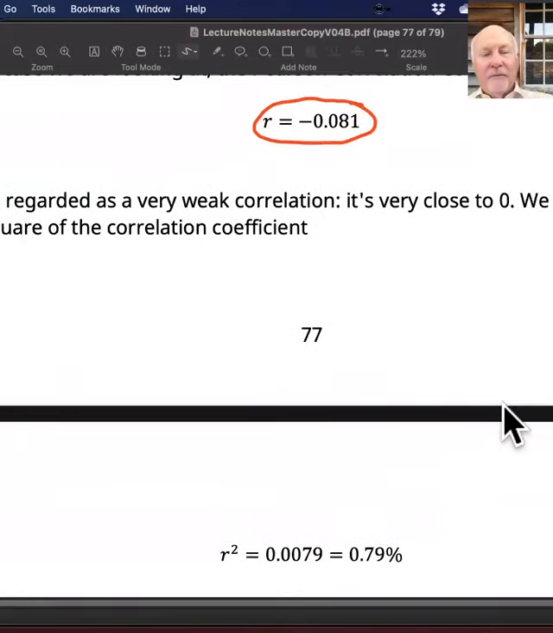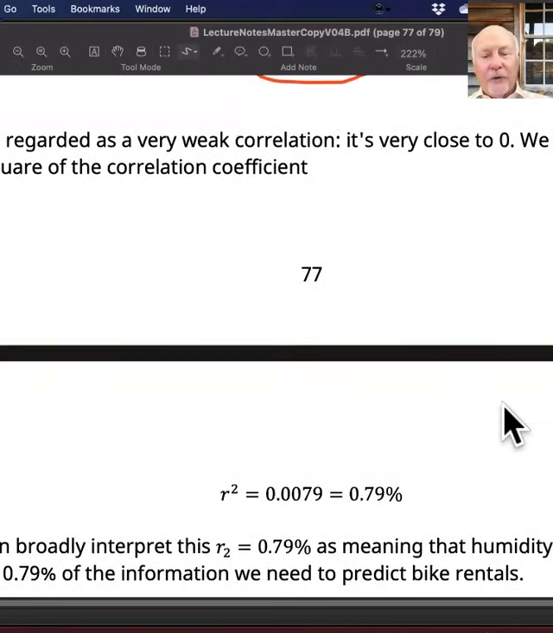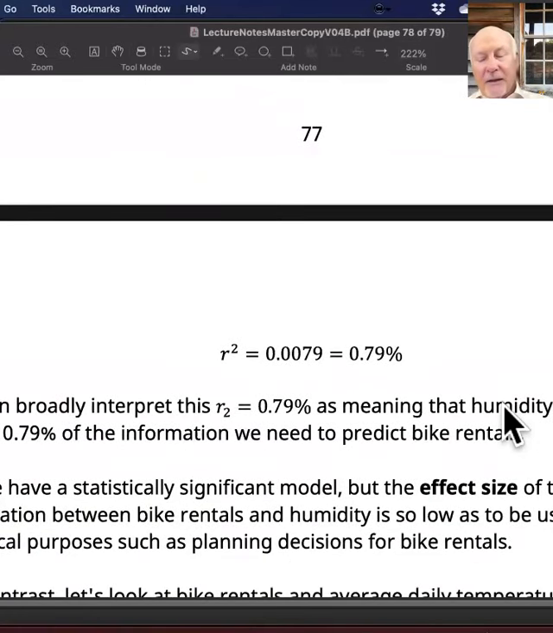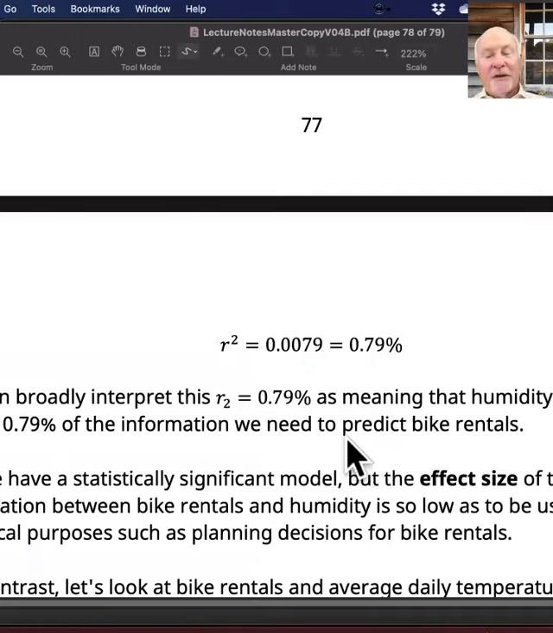Now when we do this, we also talk about the square of the correlation coefficient. That's called R squared. And in this case, R squared is 0.0079. That's 0.79%. And that is interpreted as how much information the humidity gives us about what the rentals are going to be. So in other words, for that model, that line, it's only giving us a tiny, tiny bit of the information we would need to predict what the bike rentals would be.